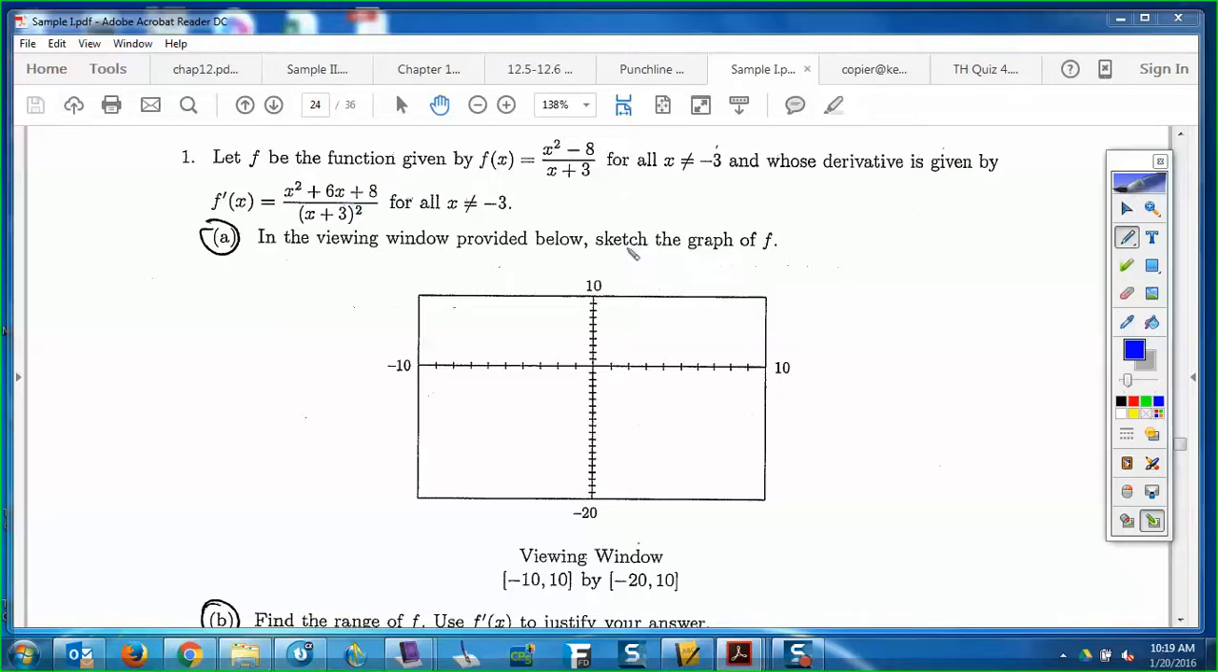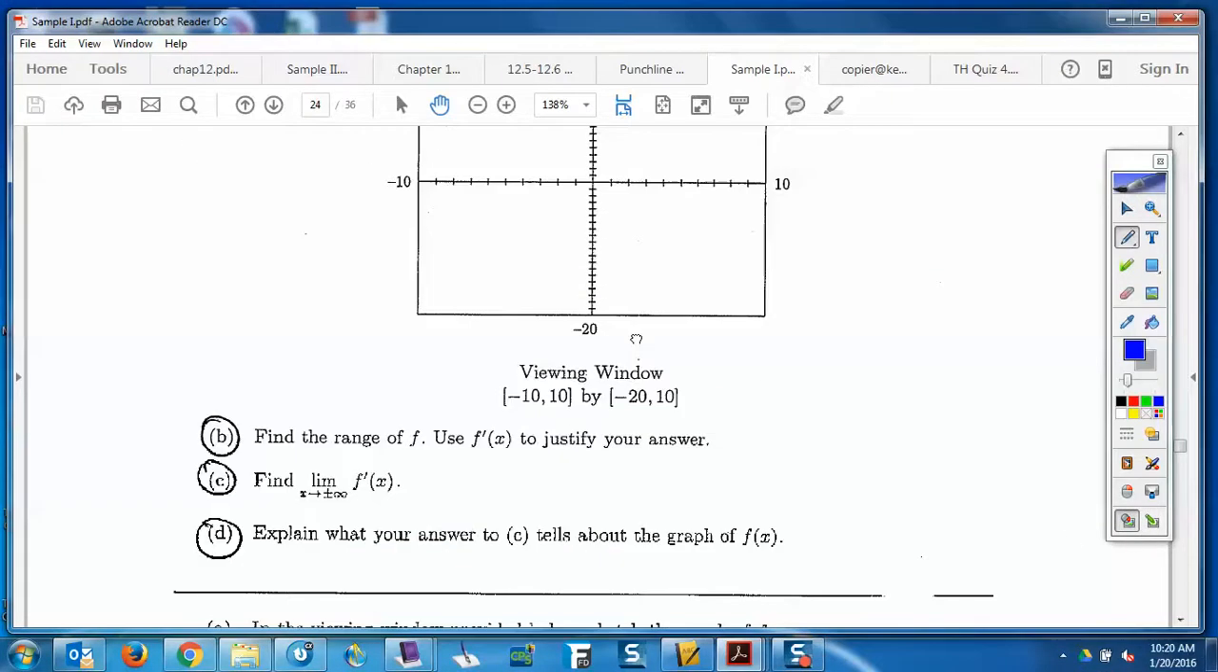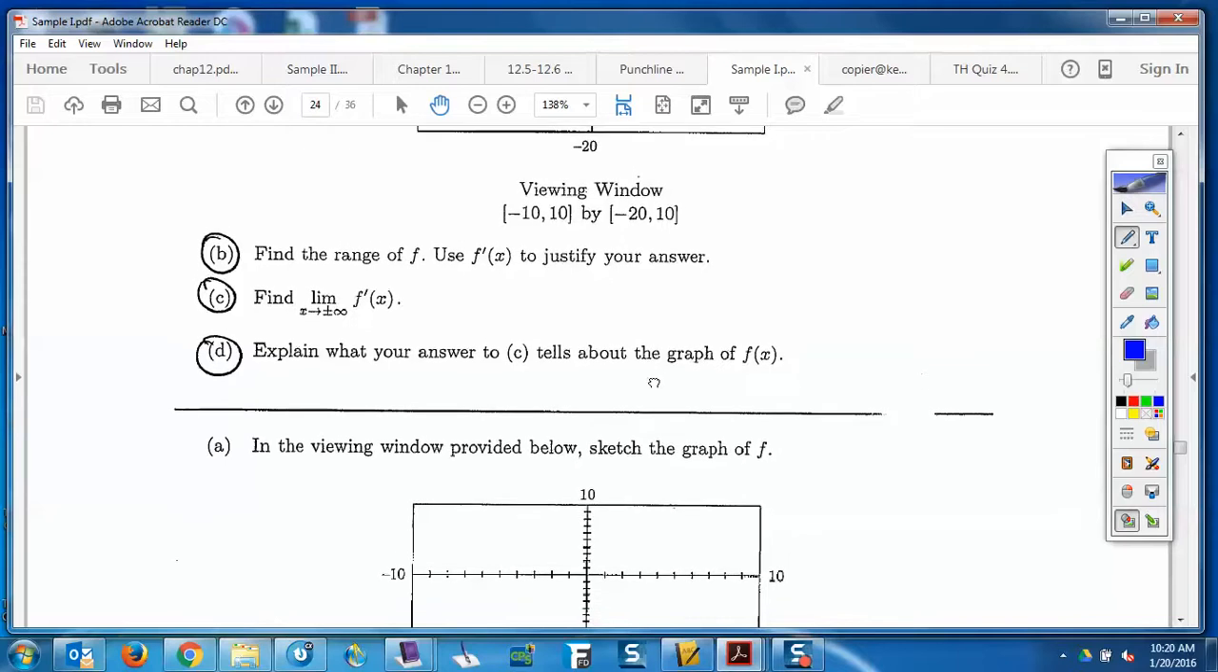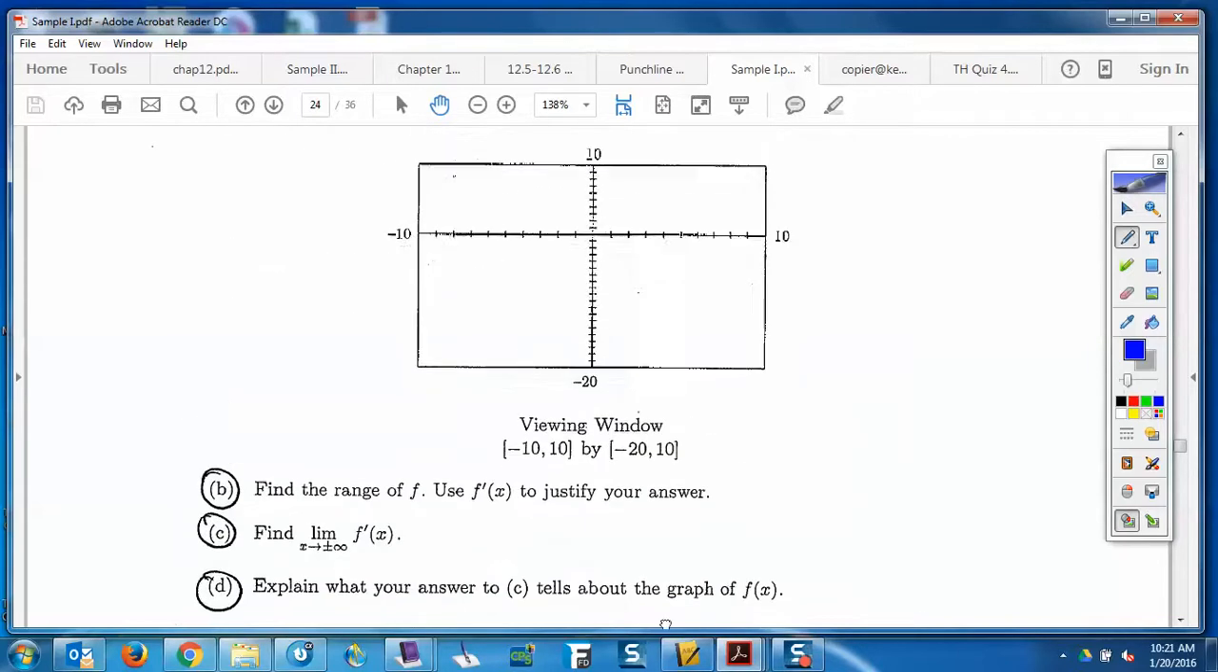So anyway, sketch the graph of f. All you have to do is type it in your calculator and draw the graph. We know at -3 it's going to have this. Now what's it do? Does it go up like so here, down like here, and then up here? That kind of thing? I don't really care. I mean, that's easy, you could draw that graph. But I'm guessing, Rachel, that wasn't your question probably on the graph. Find the range of f. Use f prime to justify your answer.